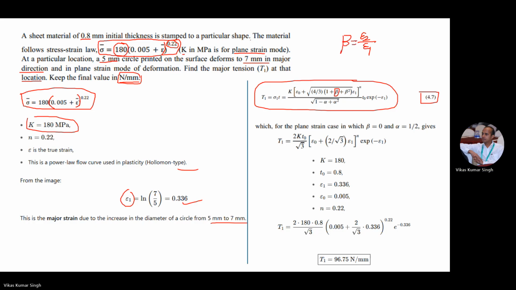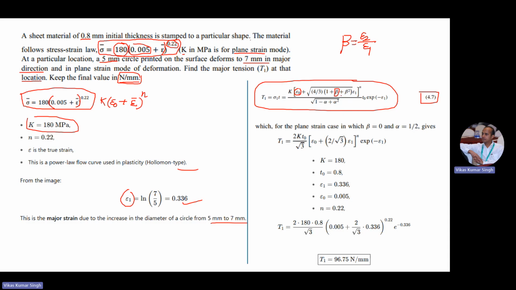And n is given, K is given, and this epsilon naught value is here, because this is in the form of epsilon naught plus epsilon bar to the power n. This is in this form, and this is the K. This is the exact formula. This one is also given, and this comes from the derivation, beta and all these things.